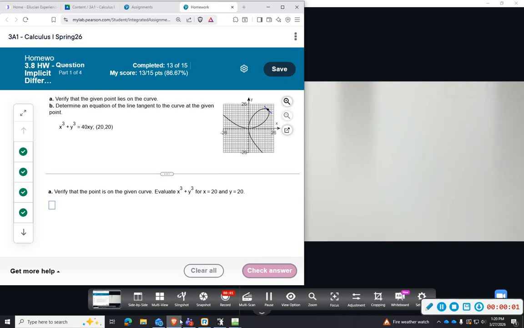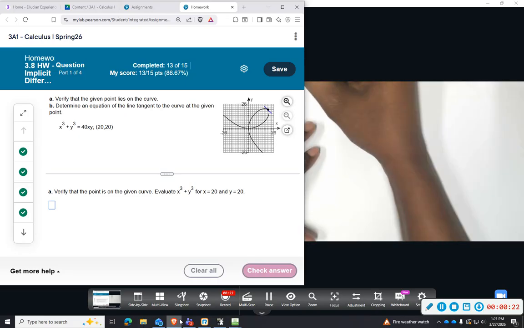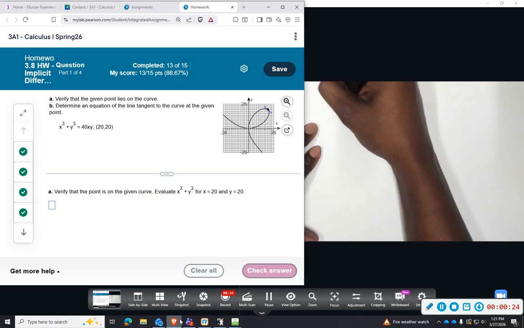All right, number 14, we want to verify the point lies on the curve and then determine the equation of the tangent line to the curve at the given point. So first part A says verify that the point is on the curve. Evaluate x cubed plus y cubed for x equals 20 and y equals 20. So we have this expression.